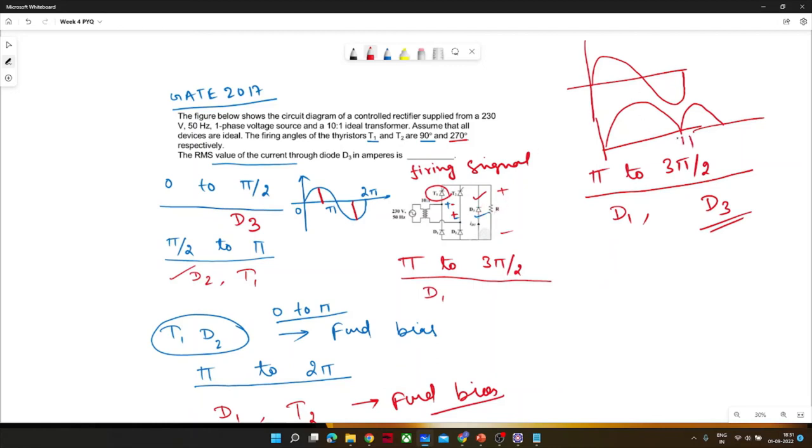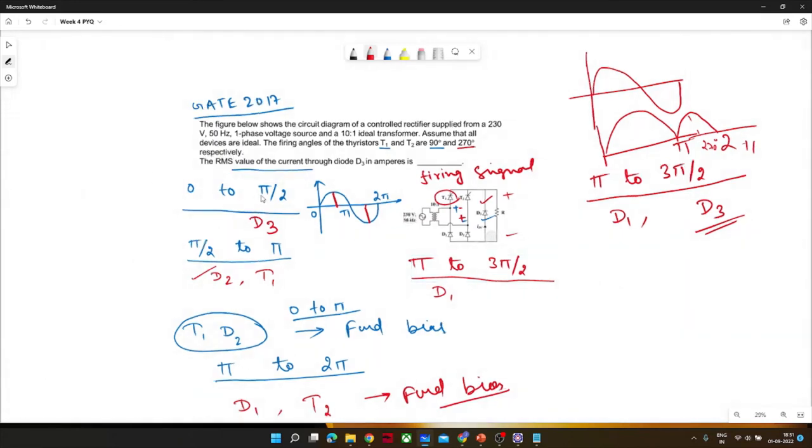So after that, from pi to 2 pi, or from pi to 270 degree, no device will conduct. Any doubt on this point? Why from 0 to pi by 2 or pi to 3 pi by 2, no device would conduct?